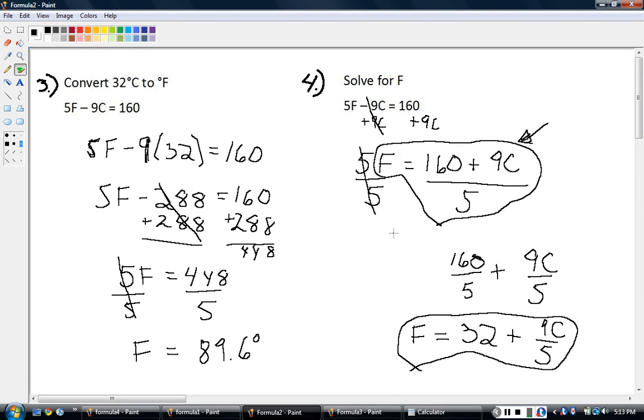So look at the difference between 3 and 4. They're very different problems, right? In 3 and the previous two examples, we always got a number answer. And that's more standard. That's what we're used to. Now we're gonna have to work with problems like this, where we don't have a value for c, so we're really just solving for one of the variables, get it by itself. Okay. The next video we're gonna do a few more examples like this.